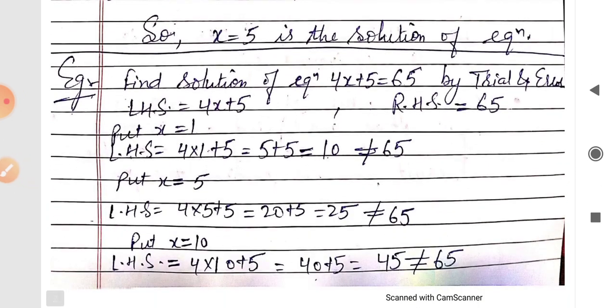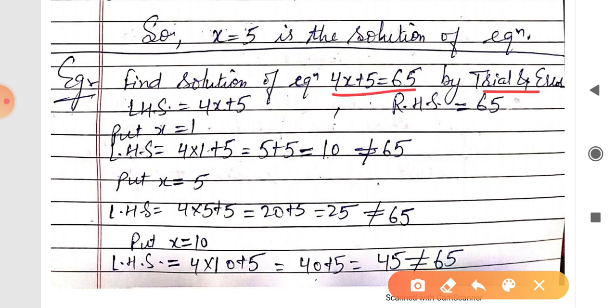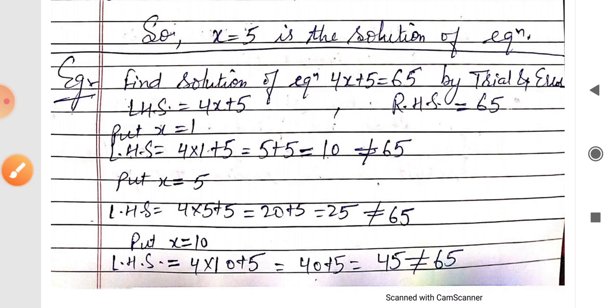Find the solution of equation 4x plus 5 is equal to 65 by trial and error method. First of all, we will write left hand side and right hand side. Then we will put values of x, because x is the variable. First of all, put x is equal to 1. Then left hand side is equal to 4 multiply 1 plus 5, and 4 multiply 1 is 4. Here write 4. I have written 5, but there will be 4. Then 4 plus 5 is 9.